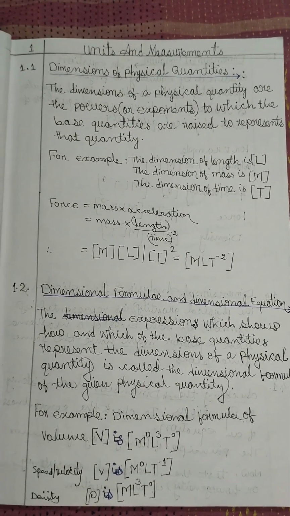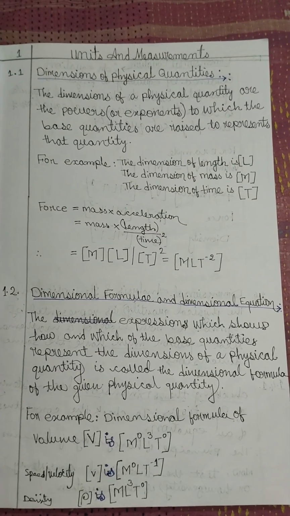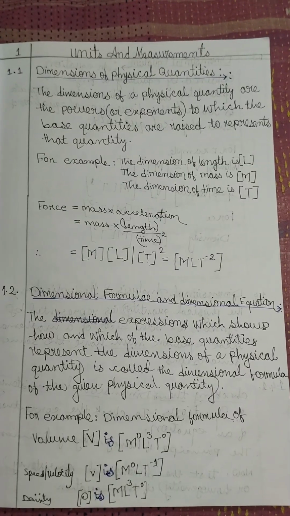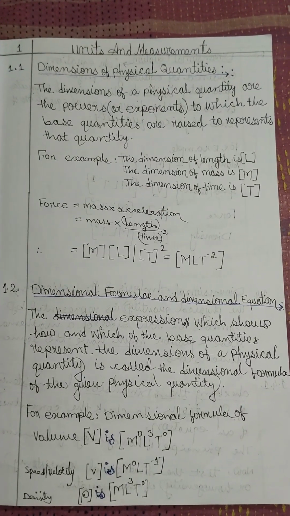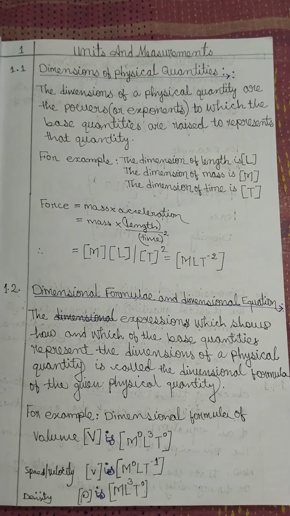So dimensions of a physical quantity are the powers or exponents to which the base quantities are raised to represent that quantity. For example, the dimension of length is capital L, written in square brackets. Dimension of mass is capital M in square brackets. Time is T. M, L and T are fundamental quantities.